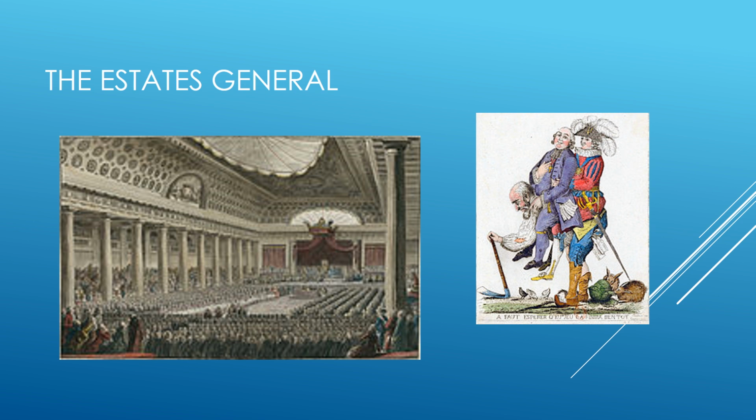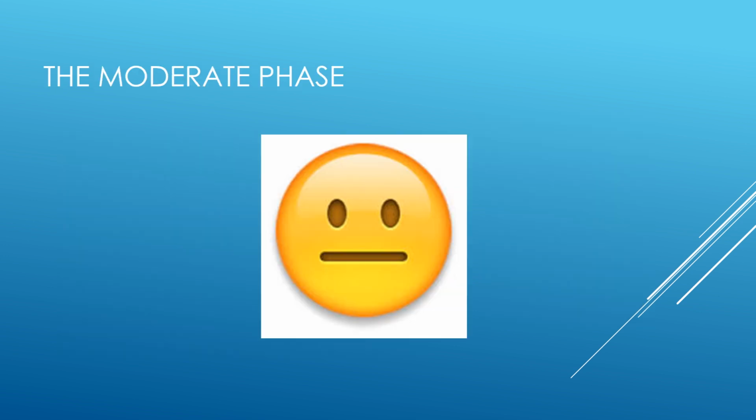But it's going to be the Estates General that really tries to bring this all together. Now, the third estate is what's really going to shake things up here. They're the ones that are going to want more authority. Once you're given a little taste of something, you typically want more. And that's what we're going to see happen with the third estate during the Estates General.